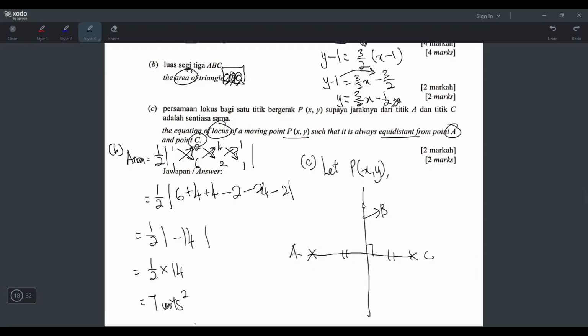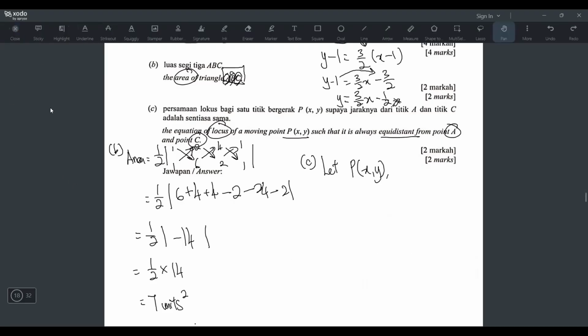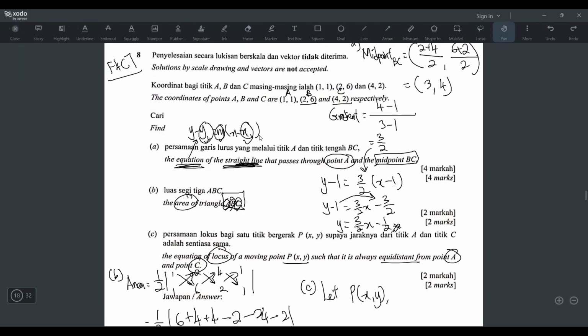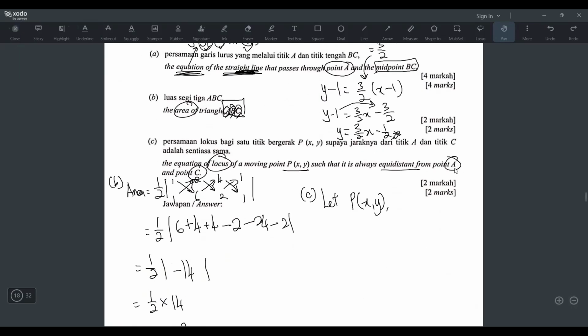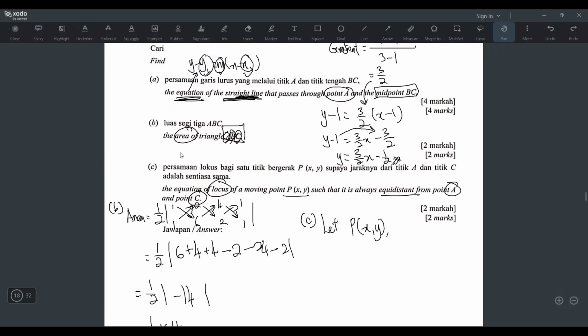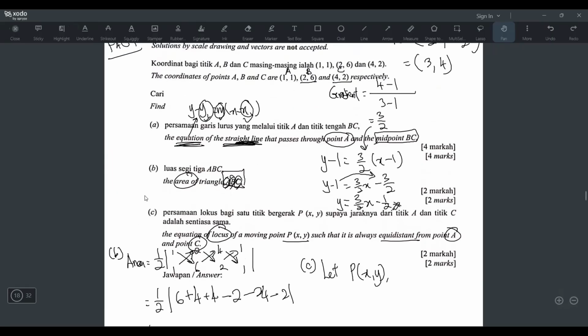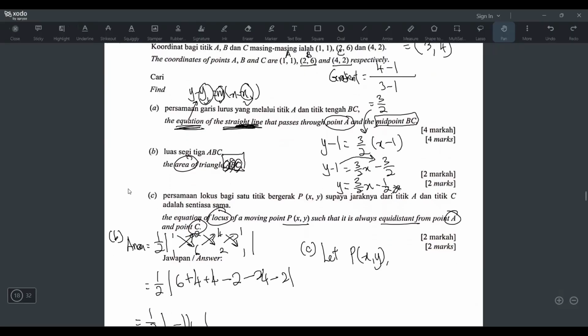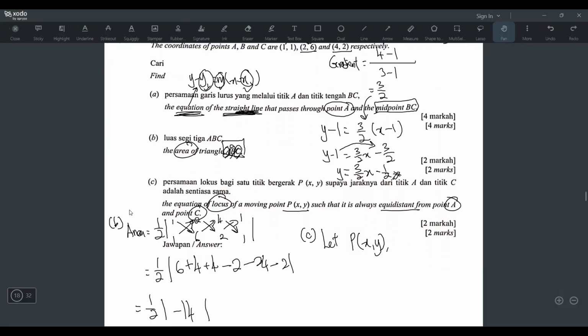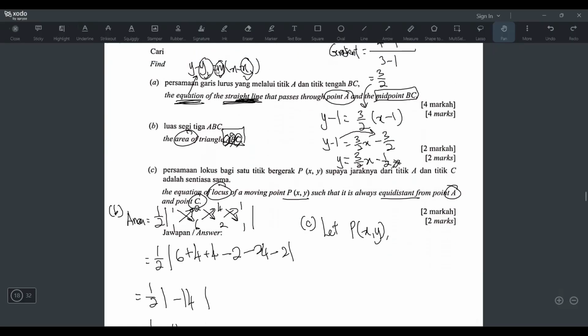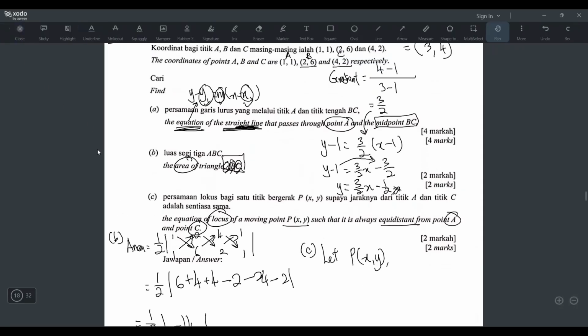So how do you do that? Of course, you can also use the formula I showed you just now in part A, which is y minus y1 equals gradient times x minus x1. But first, you need to find the gradient of the line. How do you do that? You can find the gradient of AC first, and then use the formula m1 times m2 equals -1, because when two lines are perpendicular, m1 times m2 equals -1. So you use that formula to find the gradient of the perpendicular bisector. And after you get the gradient, use the midpoint of AC, because the perpendicular bisector passes through the midpoint of AC. So that's one of the methods to do it.